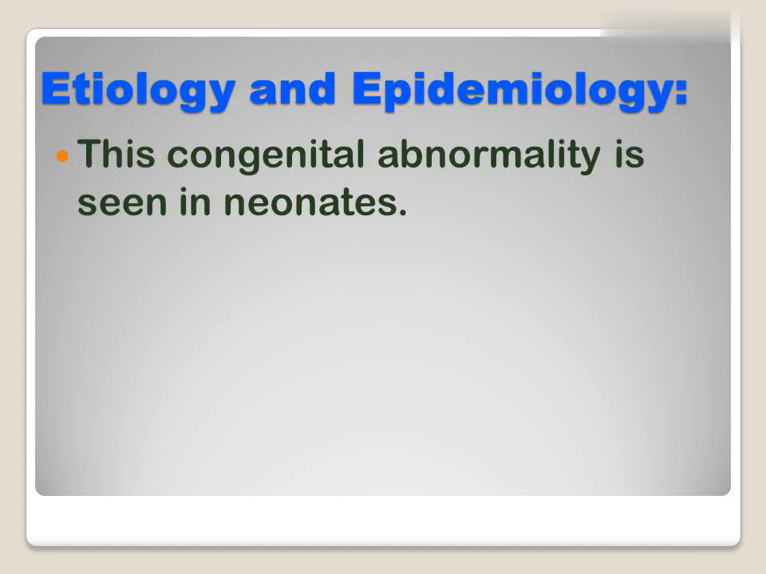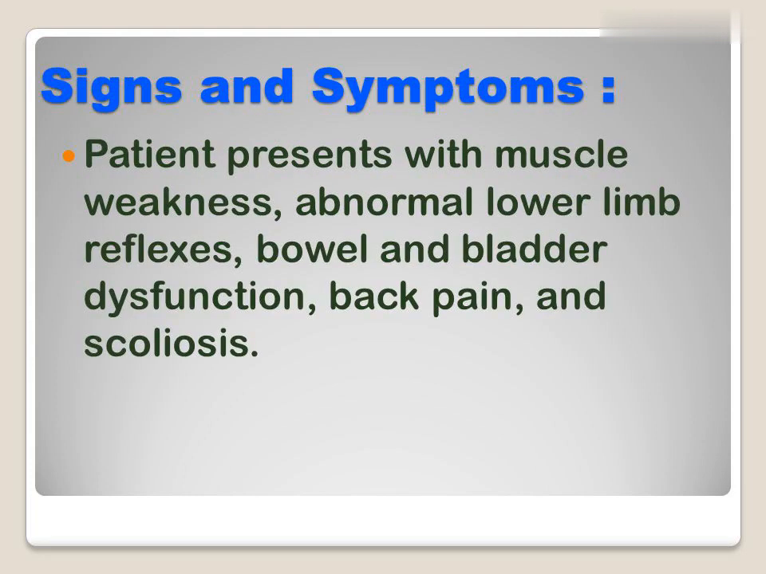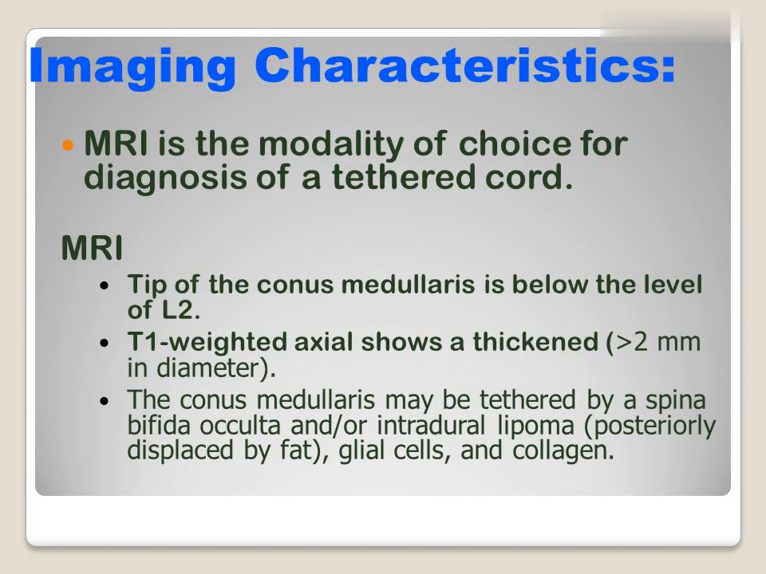Etiology and epidemiology. This congenital abnormality is seen in neonates. Signs and symptoms. Patient presents with muscle weakness, abnormal lower limb reflexes, bowel and bladder dysfunction, back pain, and scoliosis. Imaging characteristics. MRI is the modality of choice for diagnosis of a tethered cord.